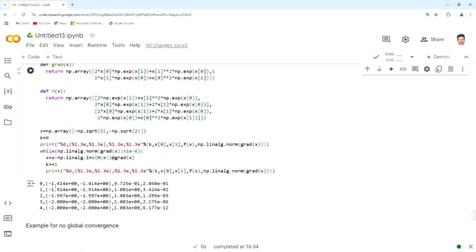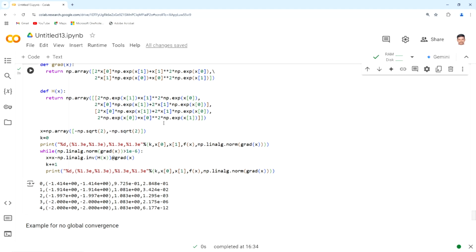You can see that the convergence is not to the right answer (0, 0). We know that the right answer is (0, 0), but it has converged to a very different point, (-2, -2). And mind you, it has actually converged, because it stops only when the norm of gk is less than or equal to 1e-6, and the norm of gk is actually less than 1e-6. In fact, it is 0.